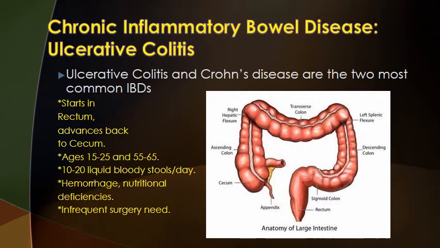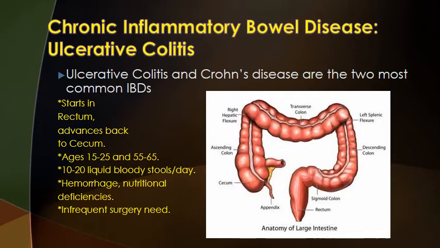With chronic, now we're going to talk about chronic inflammatory bowel disease, specifically ulcerative colitis. Ulcerative colitis and Crohn's disease are the two most common IBDs. All right. Ulcerative colitis starts in the rectum. I included a diagram of the bowel here just to help us all refer to where things are.